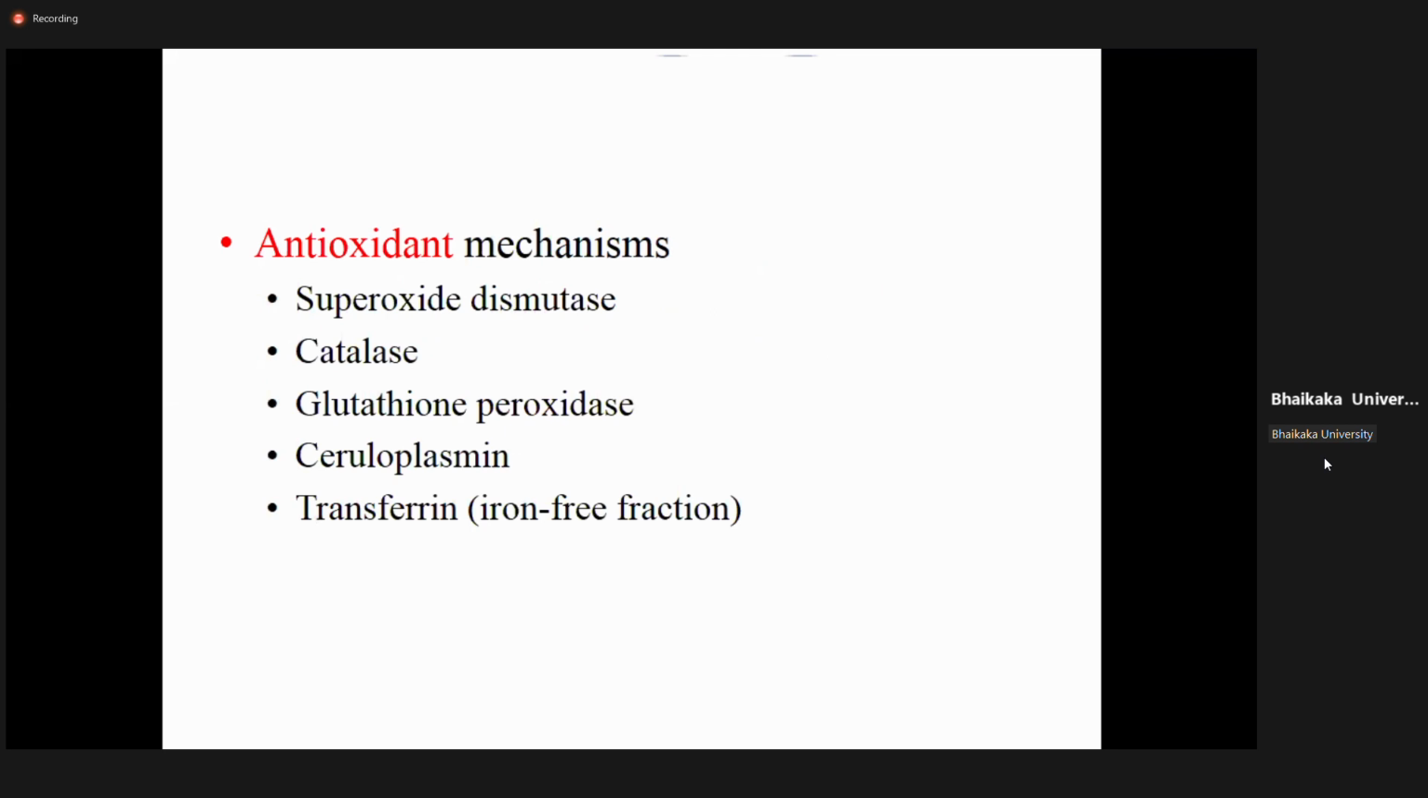And to counter check these damaging effects of the oxygen-derived free radicals, there are certain antioxidant mechanisms present in the body in the form of superoxide dismutase, catalase, glutathione peroxidase, ceruloplasmin, and the iron-free portion of transferrin.